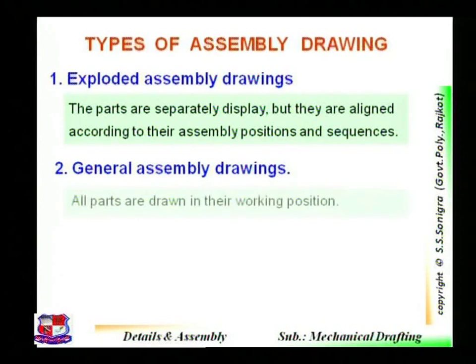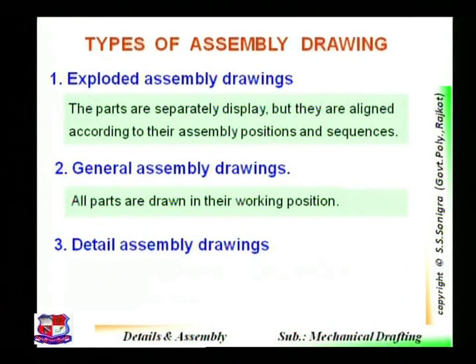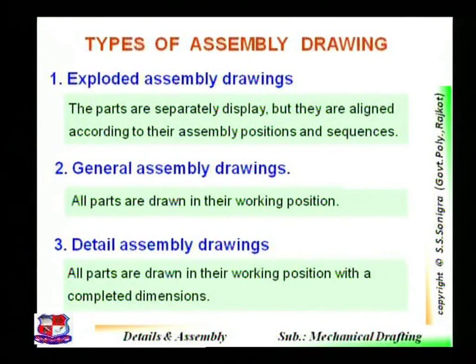Second is general assembly drawings. All parts are drawn in their working position. And third, detail assembly drawings. All parts are drawn in their working position with completed dimensions. We use this general assembly drawing. All parts are drawn in their working position.